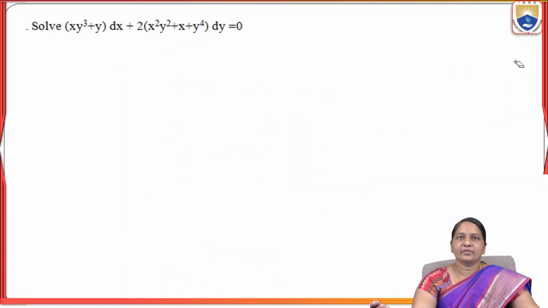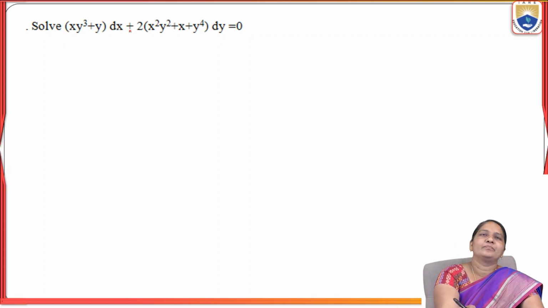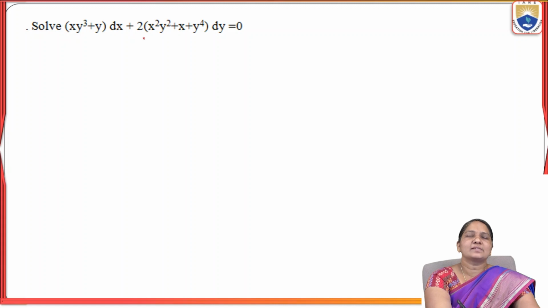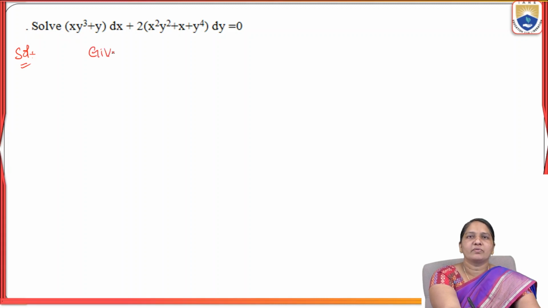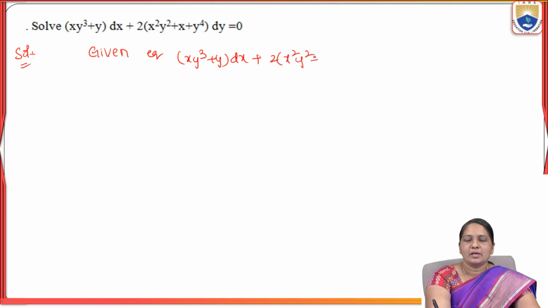So I am moving to one more example. We can see here. Solve (xy cube plus y) dx plus 2 into (x square y square plus x plus y power 4) dy equals 0. So first of all, in the solution, what are we writing? Writing the given equation. So the given equation is (xy cube plus y) dx plus 2 into (x square y square plus x plus y power 4) dy equals 0. So now this is in the form of M dx plus N dy equals 0.